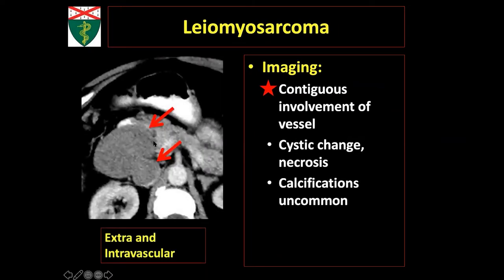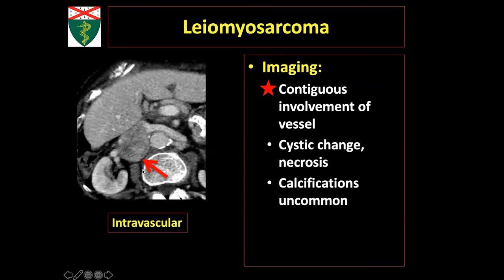This was our second unknown case, which was a leiomyosarcoma. You can see that in this instance, there's actually quite a large component that's extravascular, but it is contiguous and involves the IVC. So an intra and extravascular component in this instance of a leiomyosarcoma. It can be completely intravascular, as seen in this case over here, where it's involving the renal vein and IVC.